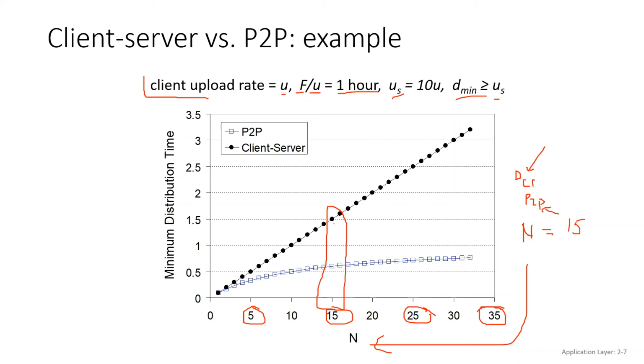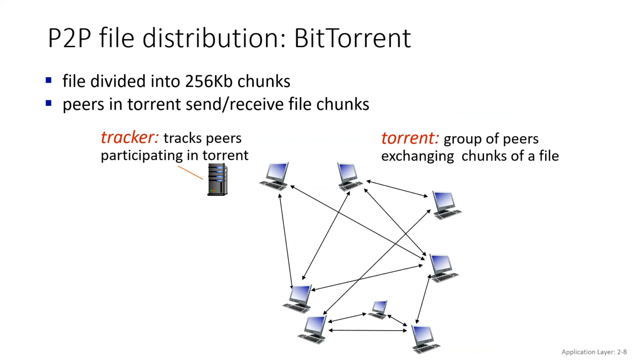Okay, so basically we are done with the different architectures and the examples we have about the distribution time. Now we'll go to something that most of you must know: BitTorrent. BitTorrent is one of the most famous peer-to-peer applications that we use on the web.